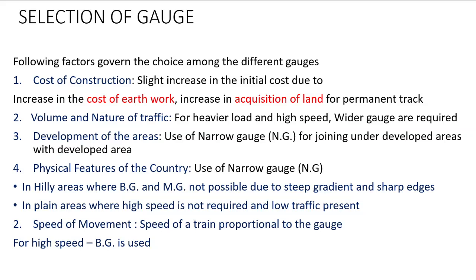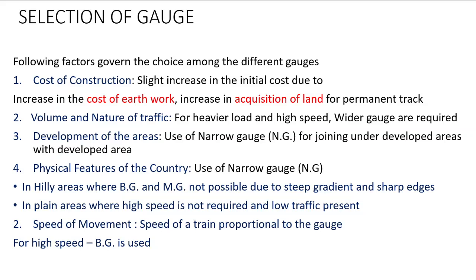Then comes the physical features of the country. In this type of factor, use of narrow gauge is preferred, because in hilly areas BG and MG, that is broad gauge and meter gauge, are not possible because the slope is very steep and has sharp edges. Also, in plain areas where high speed is not required and low traffic is present, narrow gauge can be used.